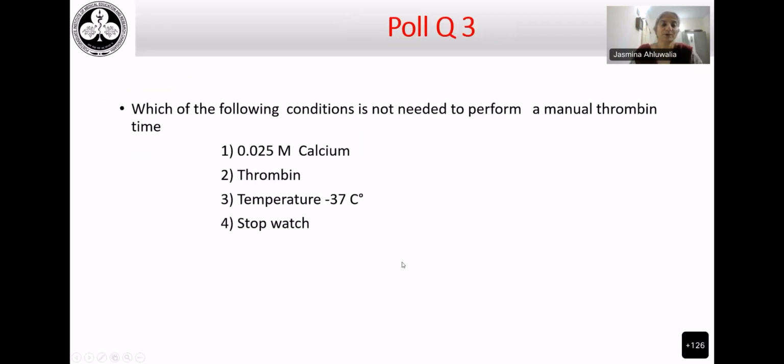So this brings me to my third poll question. Which of the following conditions is not needed to perform a manual thrombin time? Calcium, thrombin, 37 degrees centigrade temperature, and the stopwatch. So these are very simple poll questions, but it'll help me to see that you're looking at the diagrams carefully.